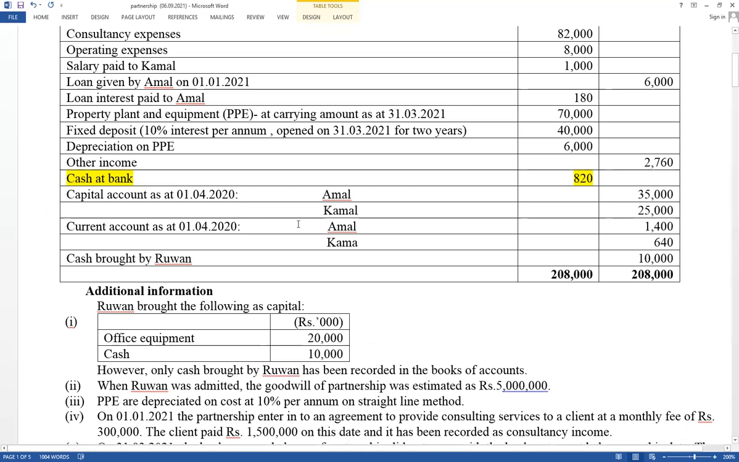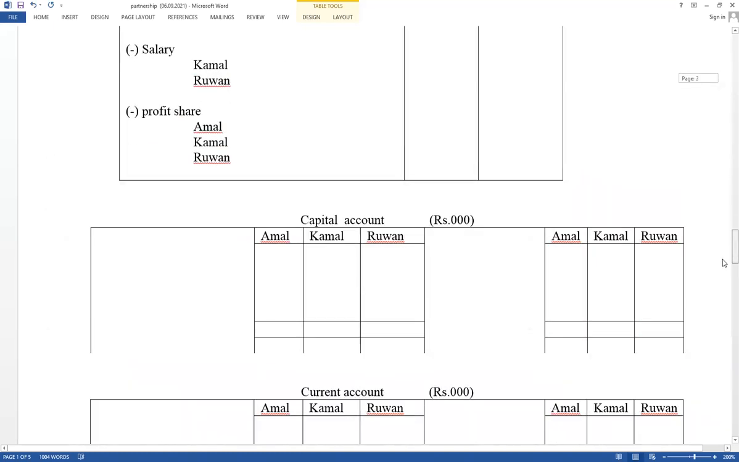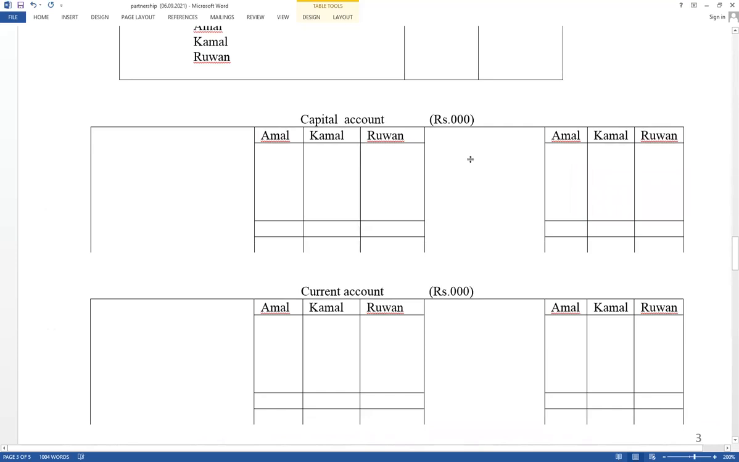Think about capital account balance. Both capital account and current account, it has given credit balance. Those values should be included as a balance brought forward. Amal 35,000, Kamal 25,000. Current account also Amal 100,400 and Kamal 640. Take those values as a balance brought forward. As a balance brought forward should be included in the capital and current accounts. Take those values. Credit side, those are equity.